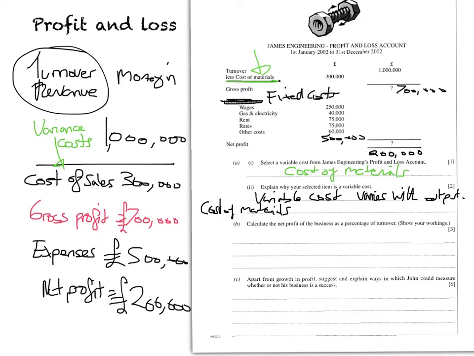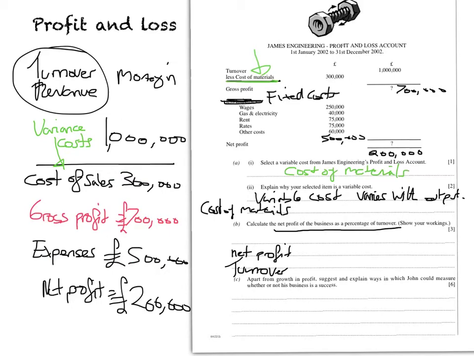Right, this calculation now scares some people, but it's the exact same calculation every single time, regardless of what paper you're doing. It's always this calculation. They'll always say calculate the net profit as a percentage of turnover, right? So the 2 numbers you need here is you're going to need to know the net profit, and you're also going to need to know the turnover. That's all you're going to need to know, right?